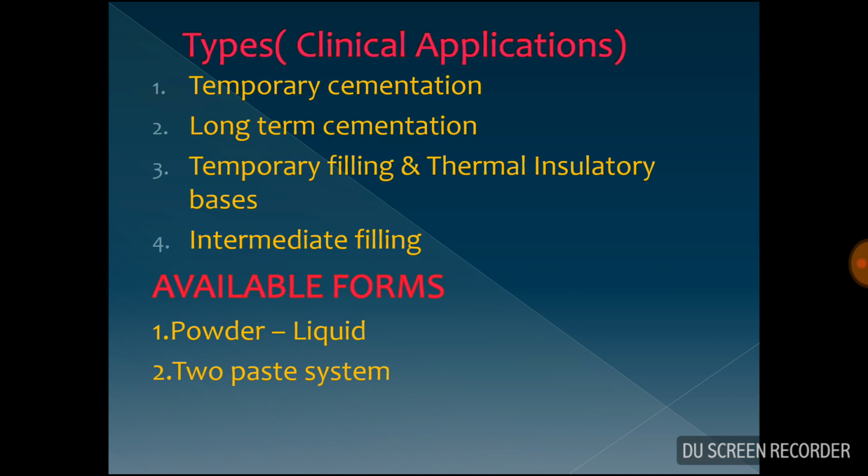Types. Zinc oxide eugenol cement is divided into four types based on clinical applications: temporary cementation, long-term cementation, temporary filling and thermal insulatory bases, and intermediate filling. Available forms. Zinc oxide eugenol cement is formulated as a powder liquid form and a two paste system.